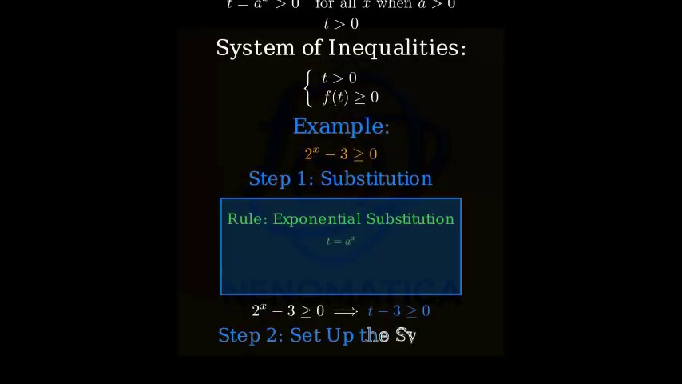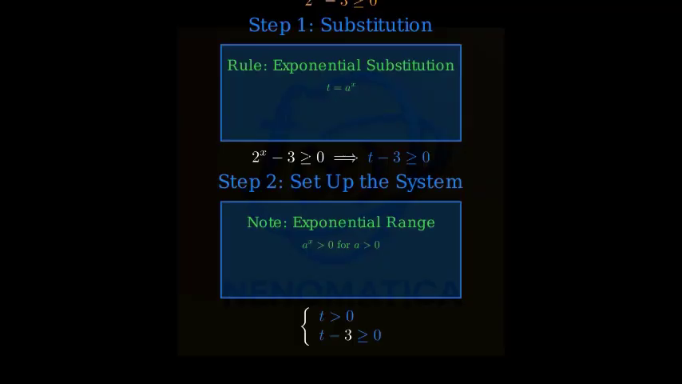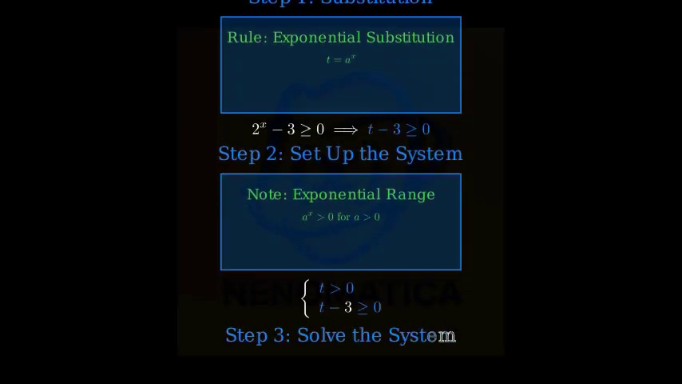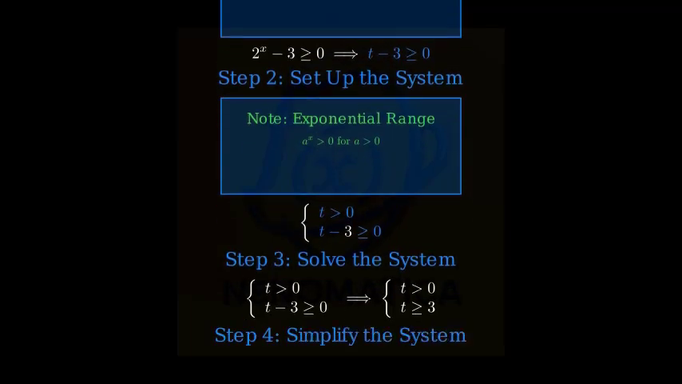Step 2. Now we set up our system of inequalities. We have t is greater than 0 since t equals 2 to the power x, and t minus 3 is greater than or equal to 0 from our substitution. Step 3. Let's solve this system of inequalities. From t minus 3 is greater than or equal to 0, we get t is greater than or equal to 3. Step 4. Now we can simplify this system.